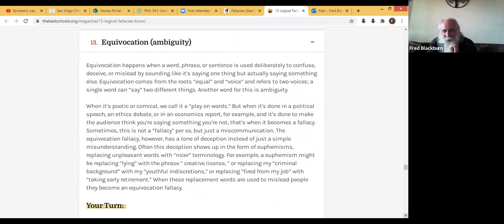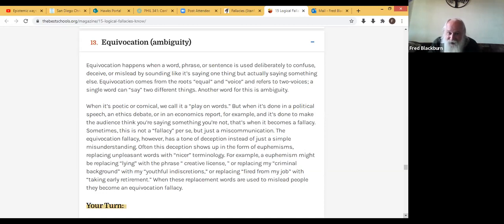Equivocation happens when a word or phrase or sentence is used deliberately to confuse, deceive, or mislead by sounding like it's saying one thing, but actually saying something else. Equivocation comes from the roots equal and voice and refers to two voices. A single word can say two different things. Another word for this is ambiguity. When it's poetic or comical, we call it a play on words. But when it's done in a political speech, an ethics debate, or in an economics report, for example, and it's done to make the audience think you're saying something that you're not, that's when it becomes a fallacy.